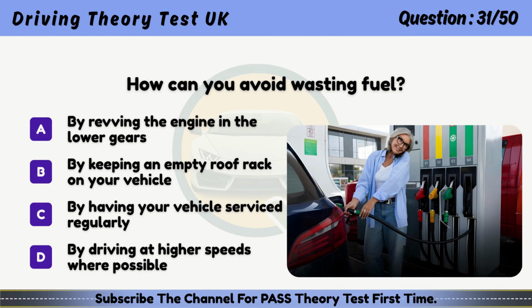Question 31. How can you avoid wasting fuel? Option A. By revving the engine in the lower gears. B. By keeping an empty roof rack on your vehicle. C. By having your vehicle serviced regularly. D. By driving at higher speeds where possible.